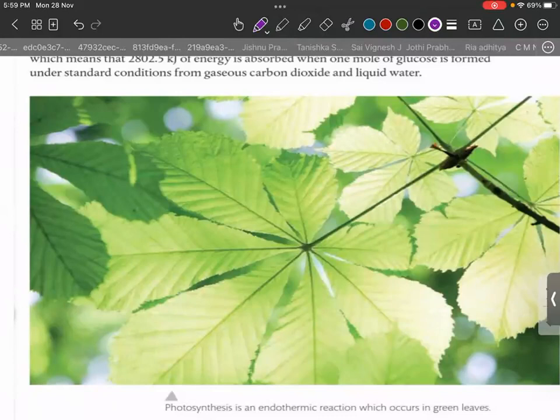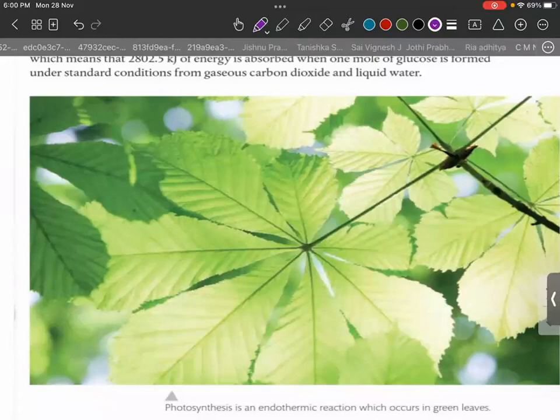Do you know what type of chemical reaction this is? Whether it is endothermic or exothermic? Why is it endothermic? Very good. It absorbs energy from the surroundings, because when you keep carbon dioxide and water molecules together, we cannot synthesize carbohydrate in the laboratory. But the plants do the same thing.